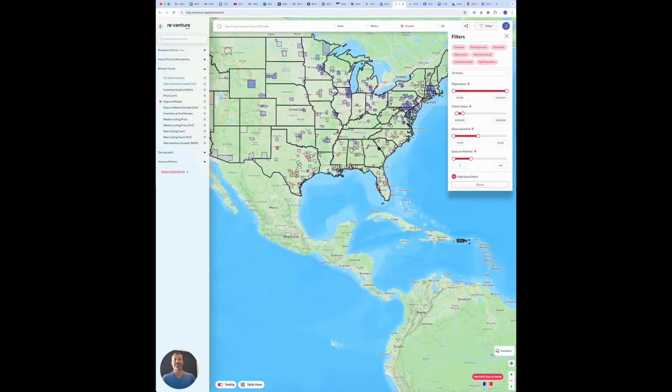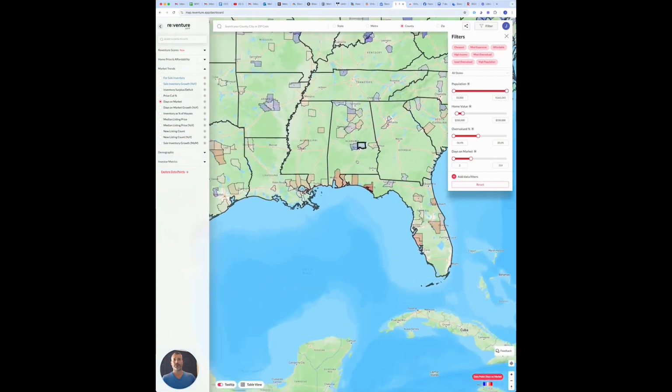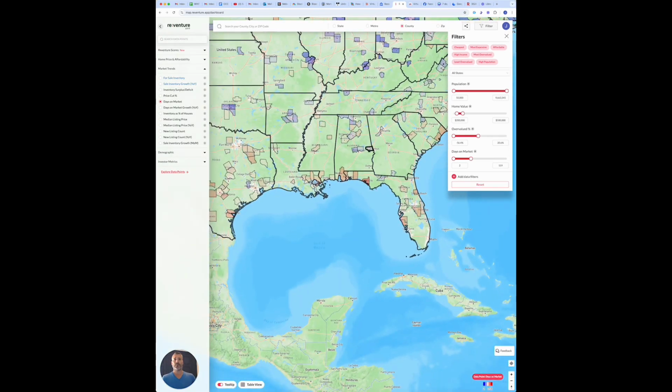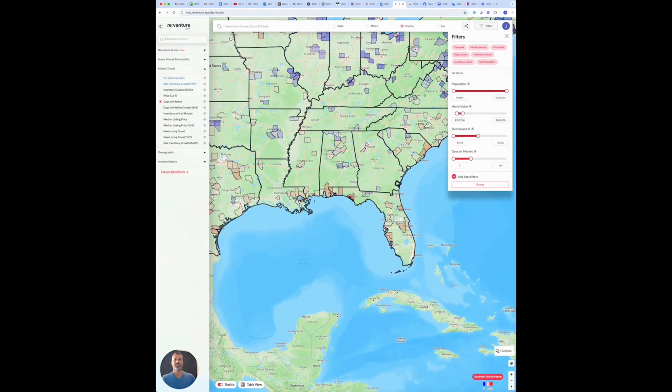And what you can see, if you zoom in here a little bit, let's take a look. Just here in the Southeast, you can see there are blue counties that still hit all of these criteria, and there are red counties. The red ones are more negative counties.